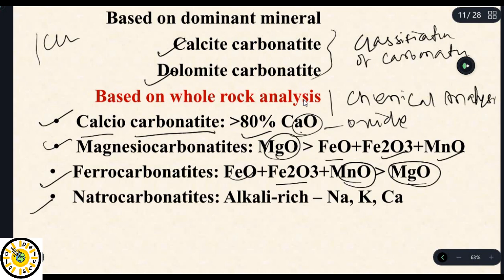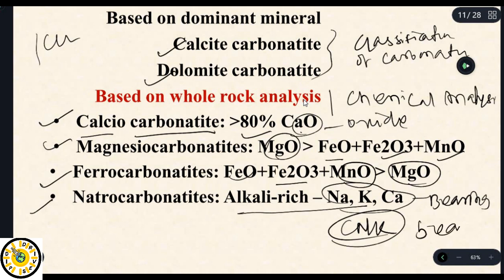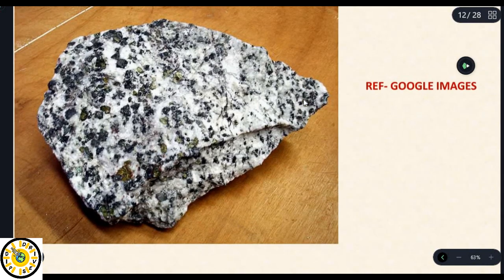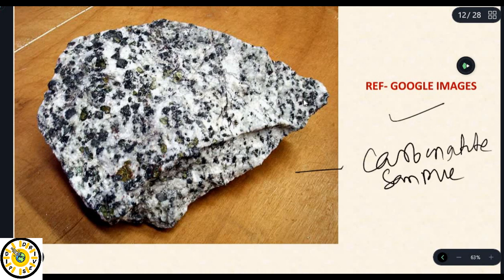And natrocarbonatite is called alkali rich, that is Na, K, Ca bearing, potassium, sodium, calcium bearing. So this is referred from Google images. This is an actual carbonatite sample. If you look carefully, the majority will be calcite, and the green you can see is olivine, and the black ones are some magnetite inclusions, okay.